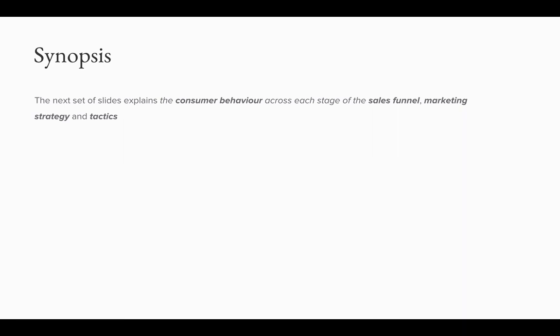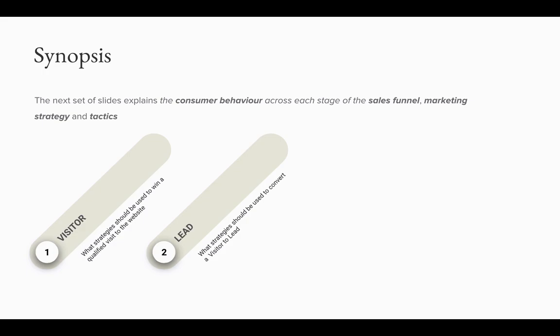So in the next set of slides, we're going to talk about consumer behavior across each stage of the sales funnel and respective marketing strategies and tactics. Stage one. So this is where you end up getting a visitor. So here we're going to learn about what it takes to get a qualified visitor to the website. A visitor would become a lead. So we would talk about the strategies that should be used to convert a visitor to a lead.